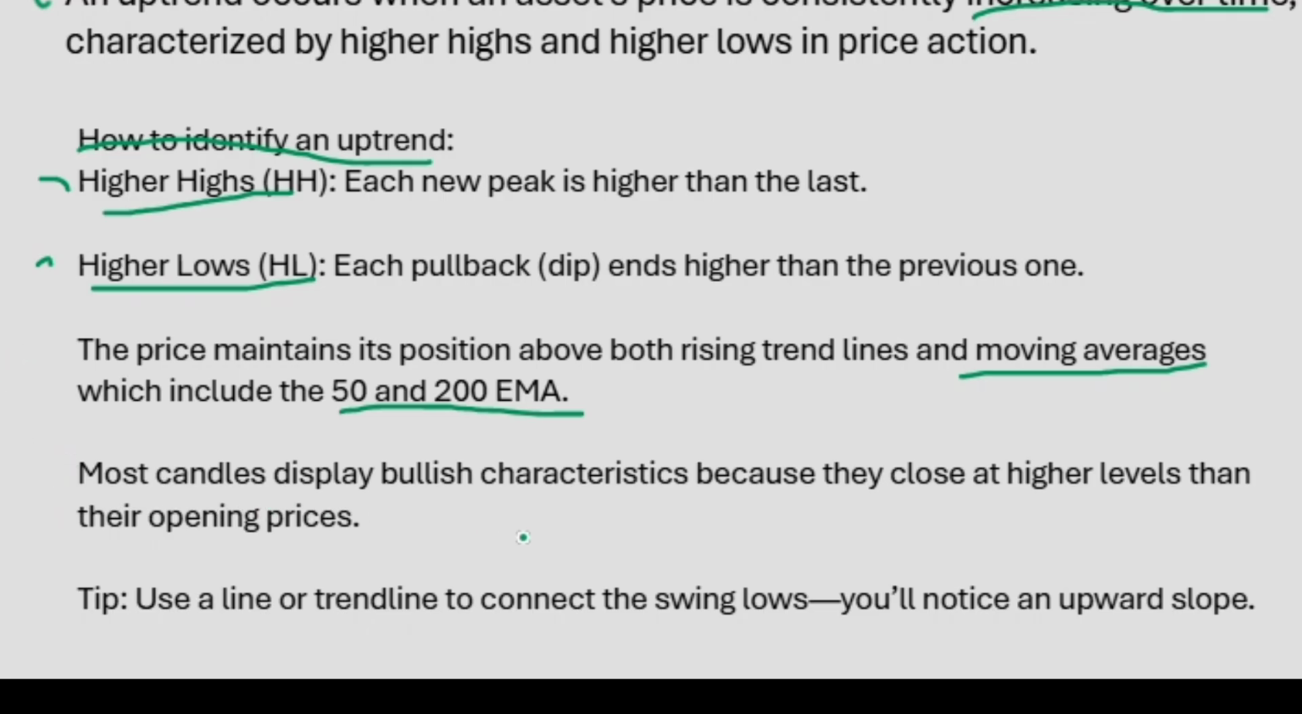Most candles display bullish characteristics because they close at higher levels than their opening prices. Example, if you have a candle like this, it is a bullish candle, the opening price is around here, then the closing price is around here. The next candle's opening price will be here and the closing price will be higher than this opening price.